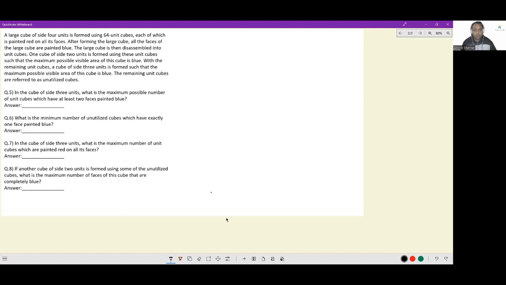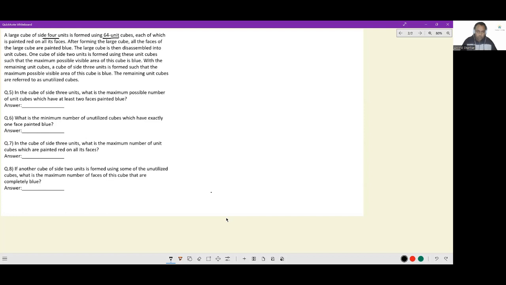Let's look at this set. A large cube of side 4 units is formed using 64 unit cubes, each of which is painted red on all its faces. After forming the large cube, all the faces of the large cube are painted blue. If it is 64 unit cubes, it means the largest cube that you have has a side of 4 units.